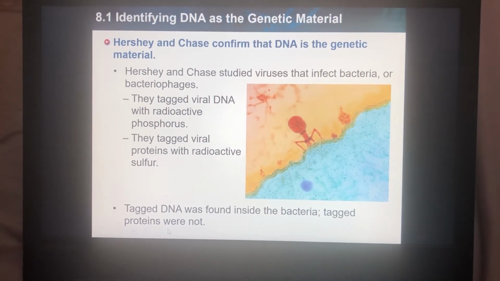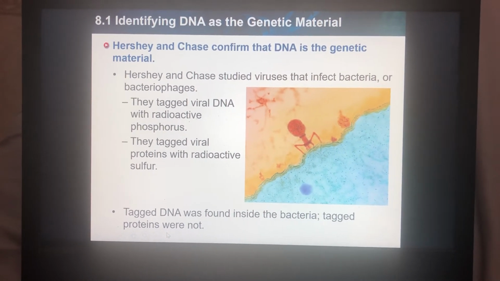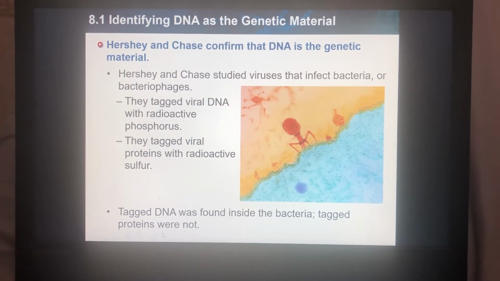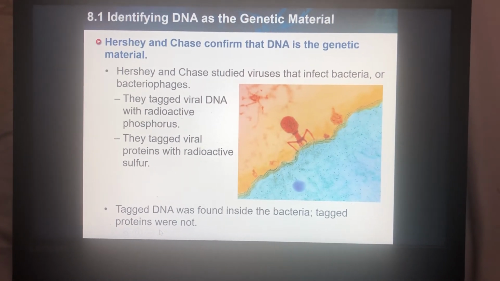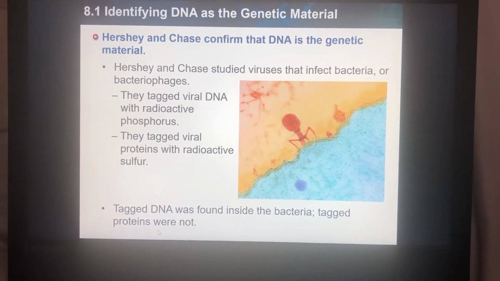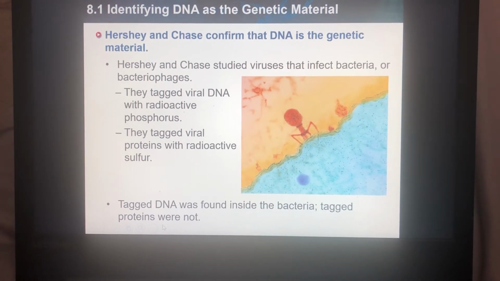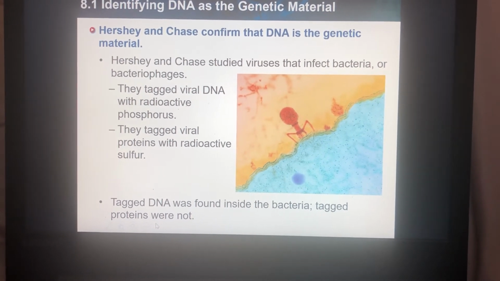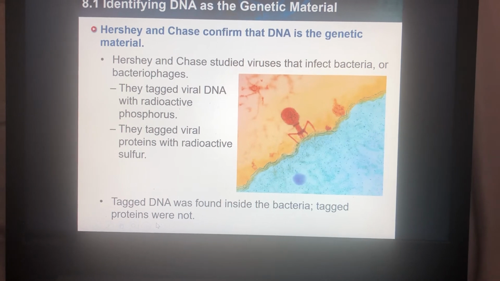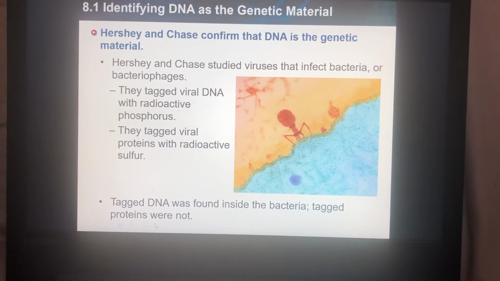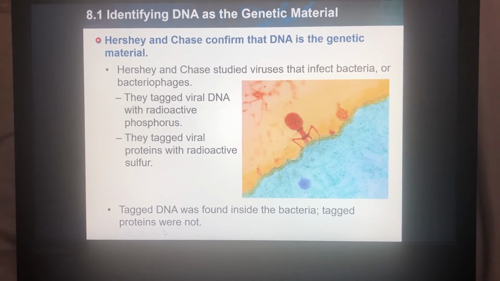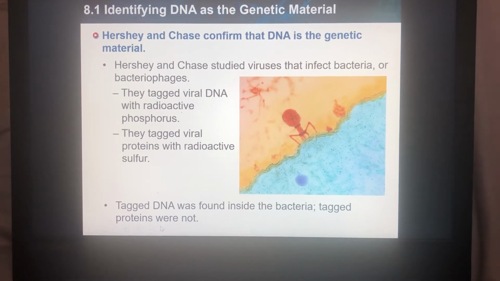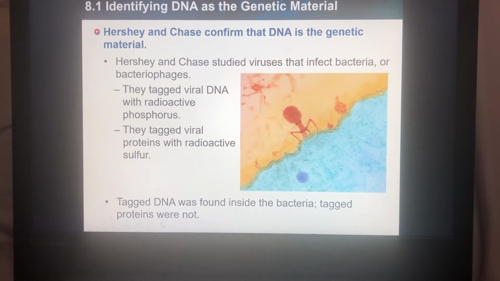What do you expect to find inside the host? In each bacterium, do you expect to find radioactive phosphorus or radioactive sulfur? The process of injection or infection of the virus is to inject the genetic material inside the host cell. So actually they found that there is radioactive phosphorus inside the cell.